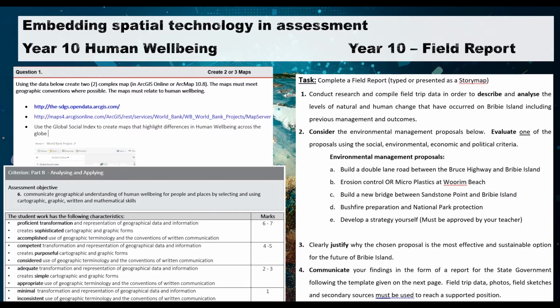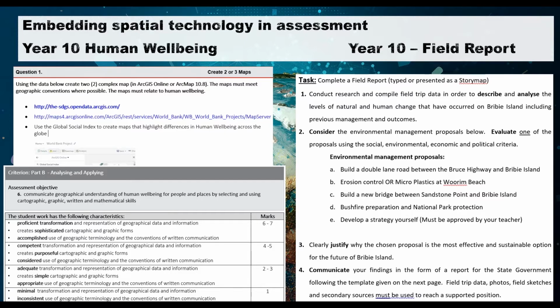I'll show the quality of the kids' work soon, but I also introduced them to using ArcGIS Online and ArcMap 10.8 in Year 10. Most of the time with the ISMGs, we can hit the top 2 levels very easily by using StoryMaps and ArcGIS Online. Create purposeful cartographic and graphic forms, and create sophisticated cartographic and graphic forms, and proficient transformation and representation of geographical data and information.